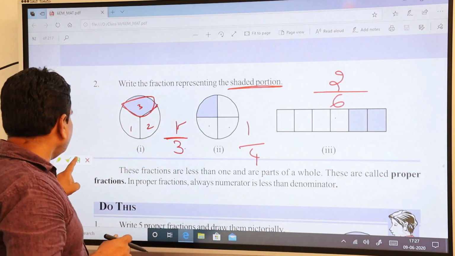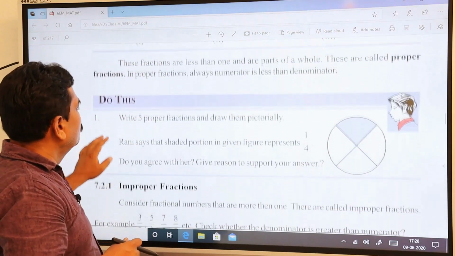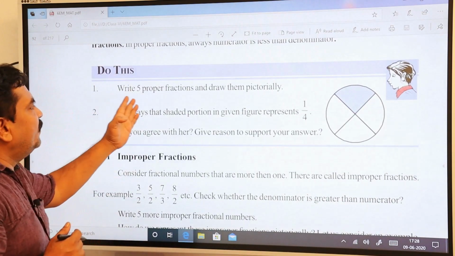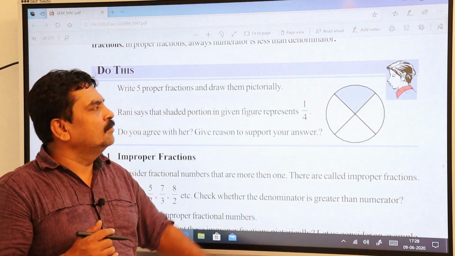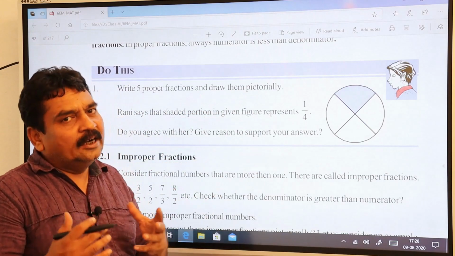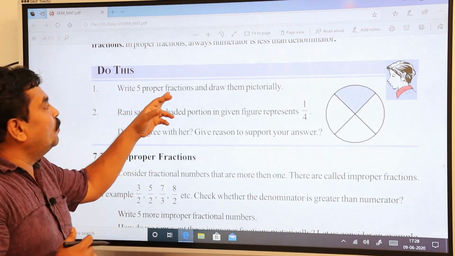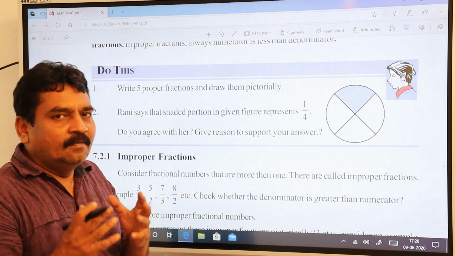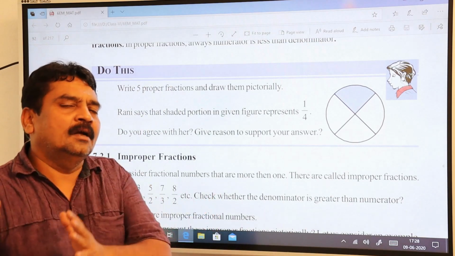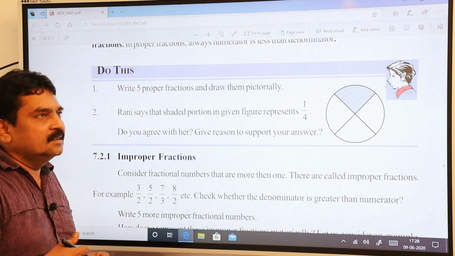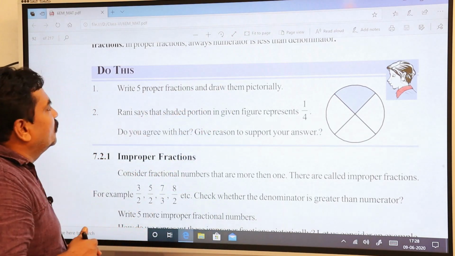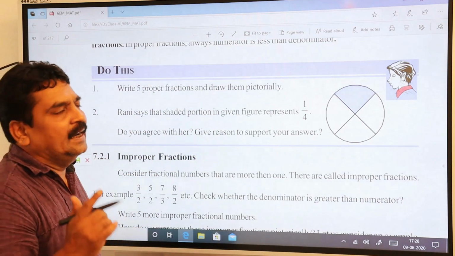Let's see. Now do this. Write 5 proper fractions and draw them pictorially. I'll do 1, and you write down another 4 proper fractions. You have to draw the picture to represent those proper fractions.